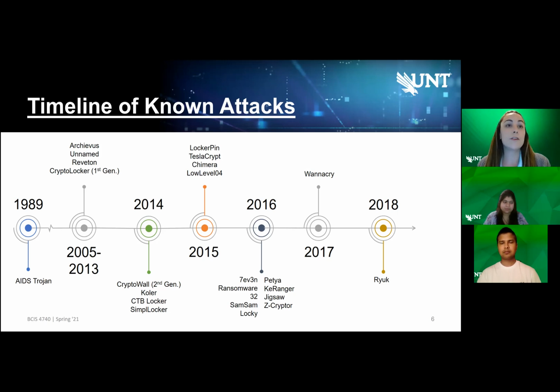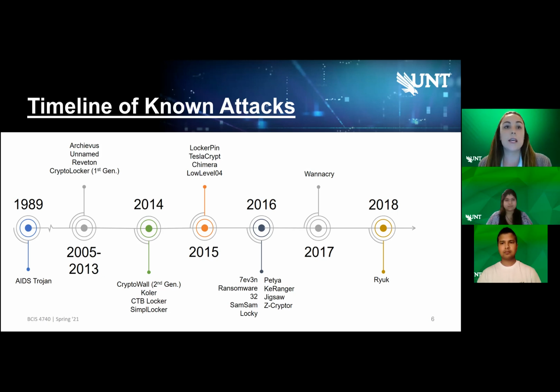Finally, the third first in 2014 was Simple Locker, which targeted Android phones and kept end users' files hostage until ransom was paid. The first big attack in 2015 also targeted Android phones. This malware, however, could actually change people's phone PINs, rendering the entire device useless until ransom was paid.